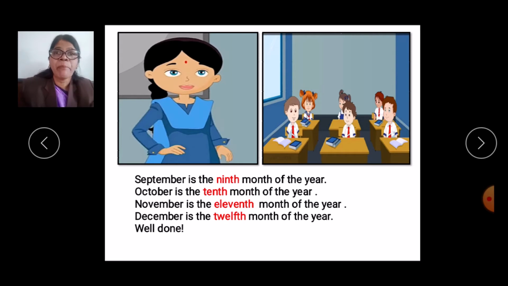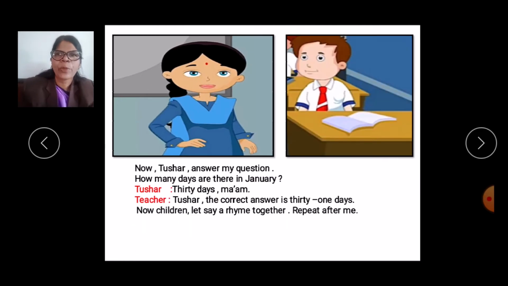September is the 9th month of the year. October is the 10th month of the year. November is the 11th month of the year. December is the 12th month of the year. The teacher says, well done children, well done. Repeat after me, children. September is the 9th month of the year. October is the 10th. November is the 11th. December is the 12th month of the year. Well done.